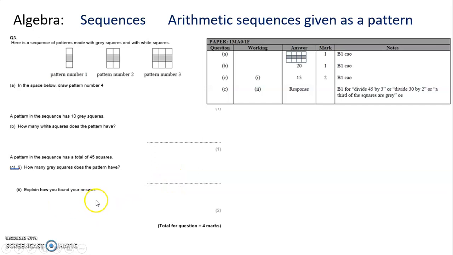And then I need to explain. And again, it doesn't need to be a paragraph. You just need to say something like divide 45 by 3, or a third of the squares are grey, or something that just very briefly explains why you have come up with your answer.